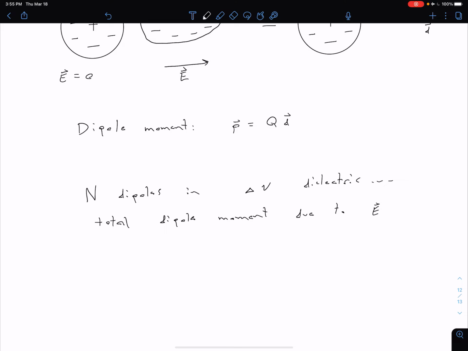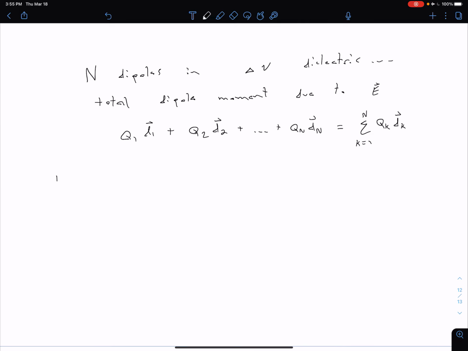So our total dipole moment due to our electric field is just going to be Q1 times D1, so that's our dipole moment for our first dipole, or we could think of it as our first atom, plus Q2 times D2, so our dipole moment for the second one, so on and so forth, all the way up to our Nth dipole, which has Q N times D N. And so we can just represent that as a summation from K equals 1 to N of our charge Q sub K times our vector D sub K. So with that information, we can then go on and define something called polarization.